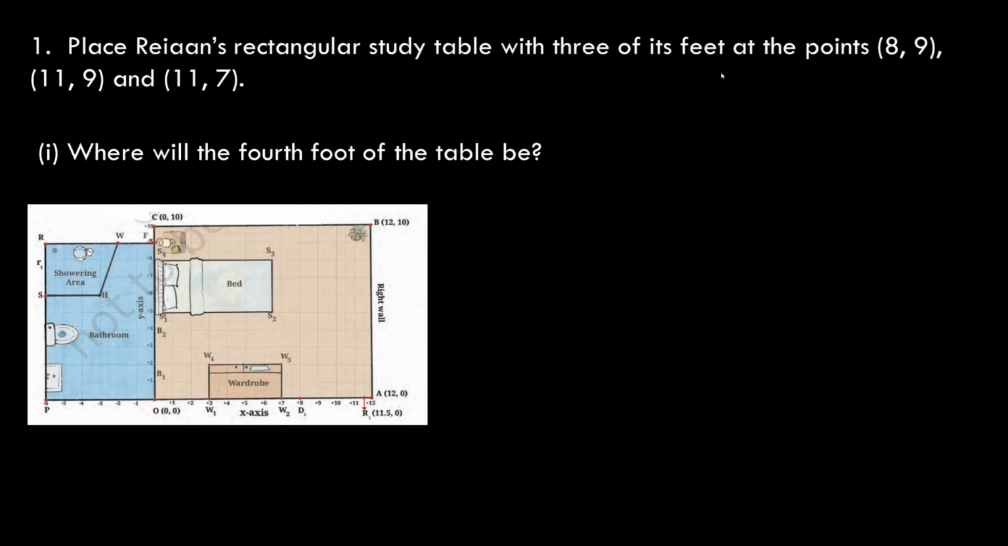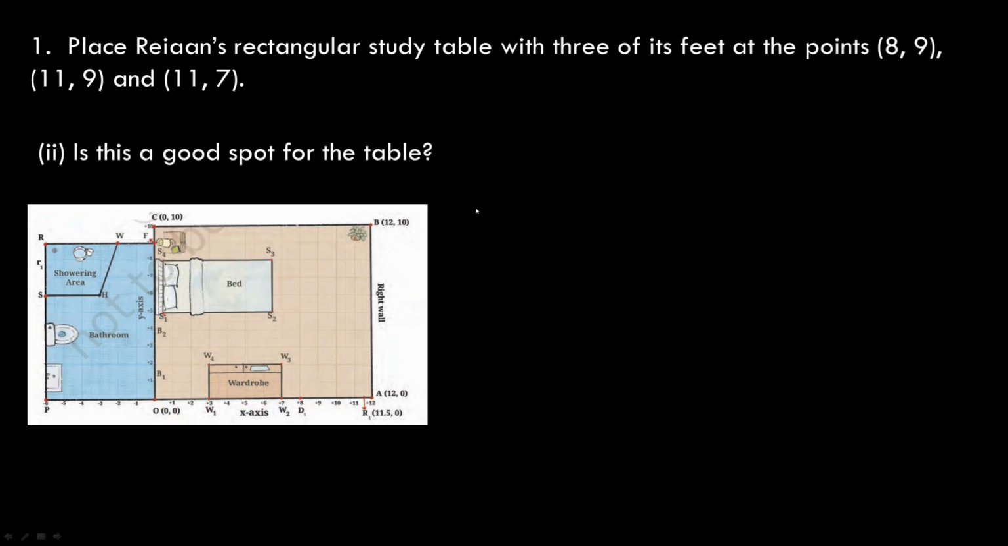Place Rian's rectangular study table with 3 of its feet at points (8, 9), (11, 9) and (11, 7). Where will the fourth foot of the table be? So let me just draw my points. First (8, 9). This is 8 and 9. Then (11, 9), and (11, 7). So this is 7. I plotted it here. So the fourth leg, as you can see, should be right over here. And let's see what the point is. It is 8 and 7. So the fourth foot will be at point (8, 7).